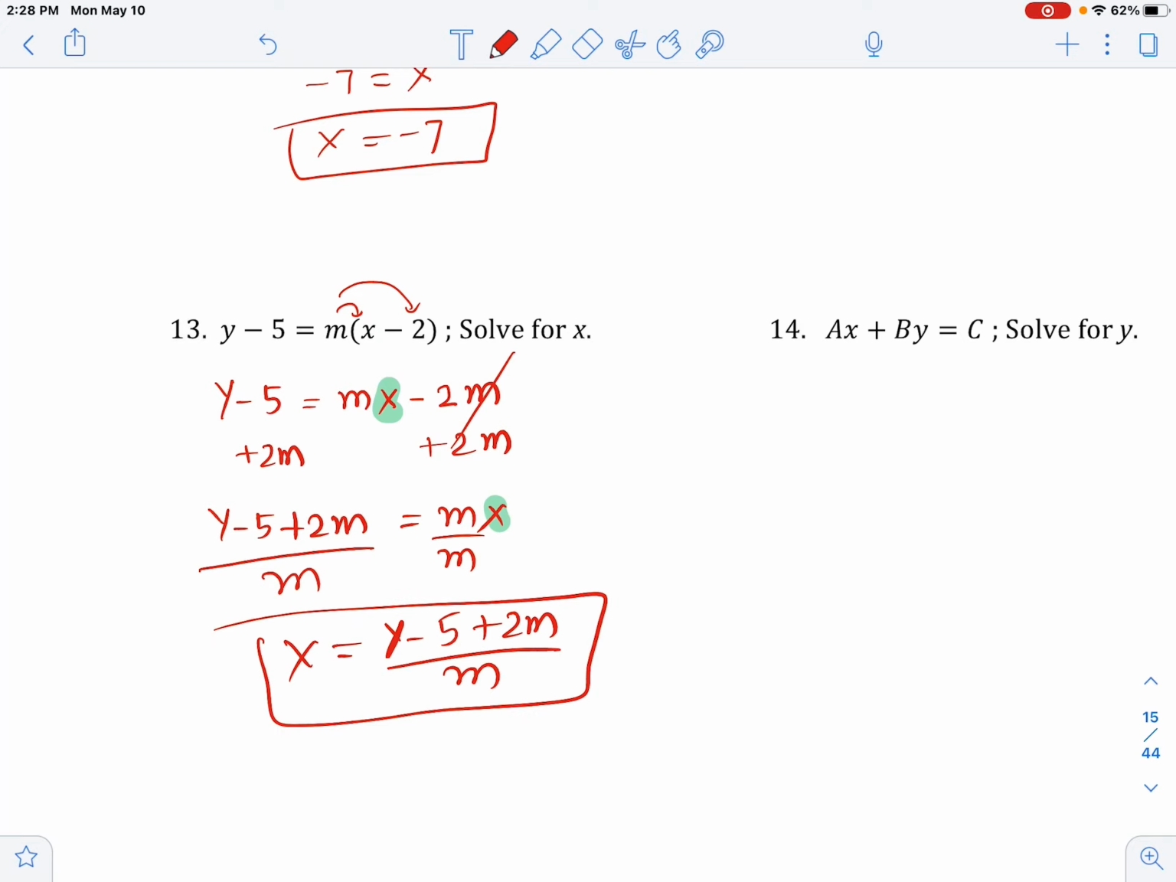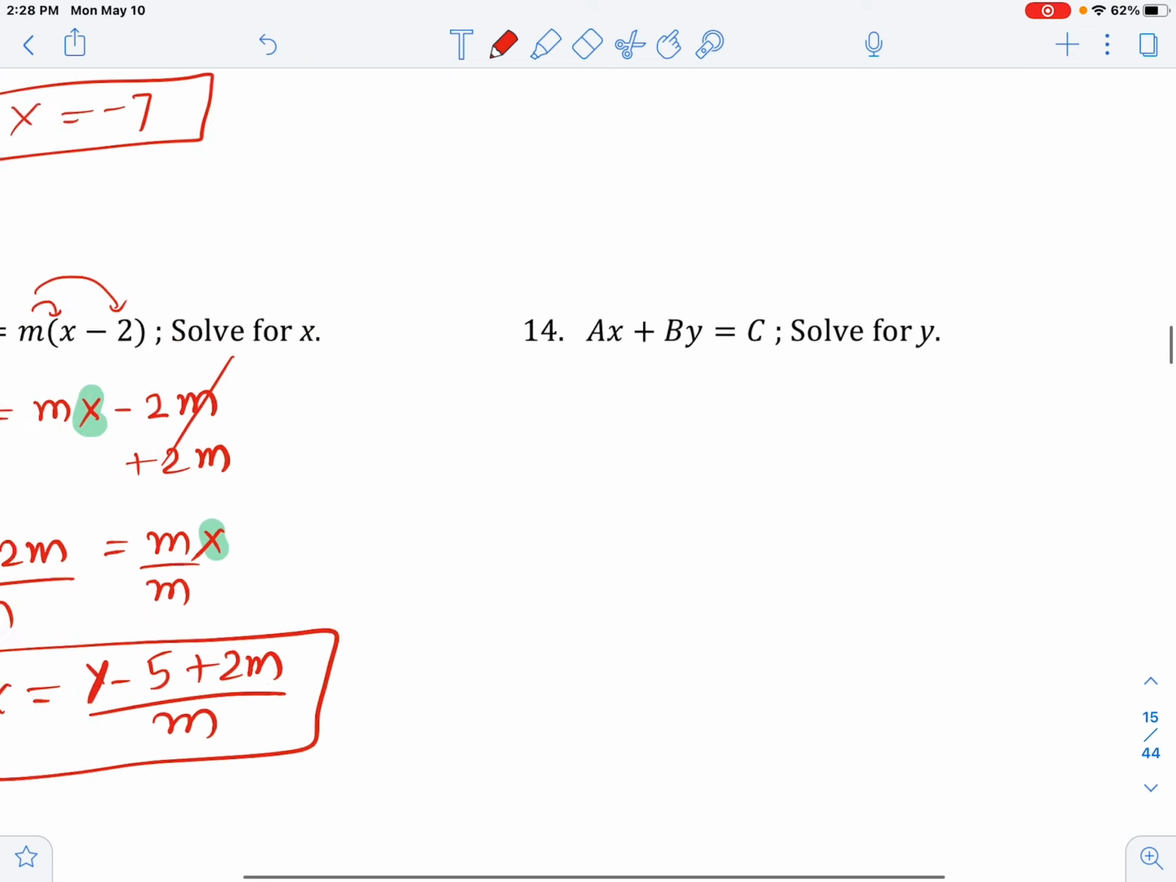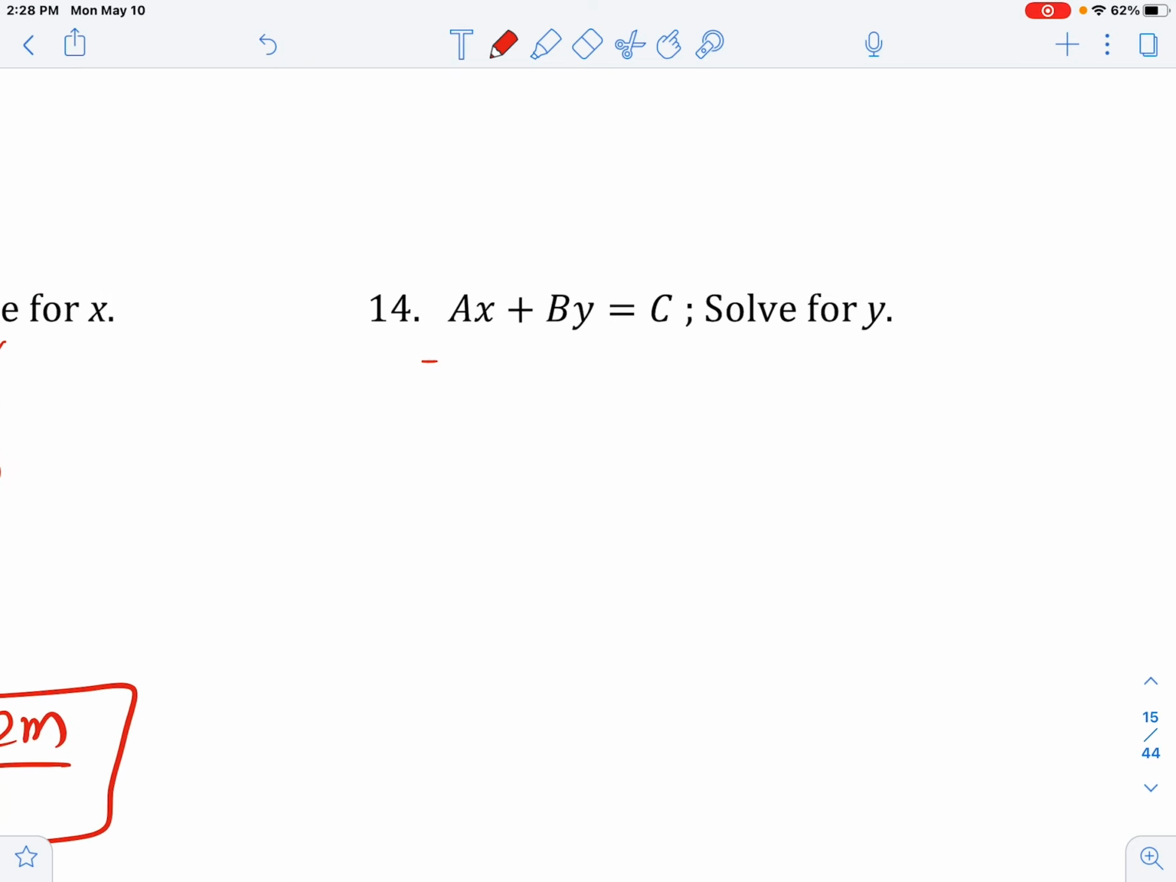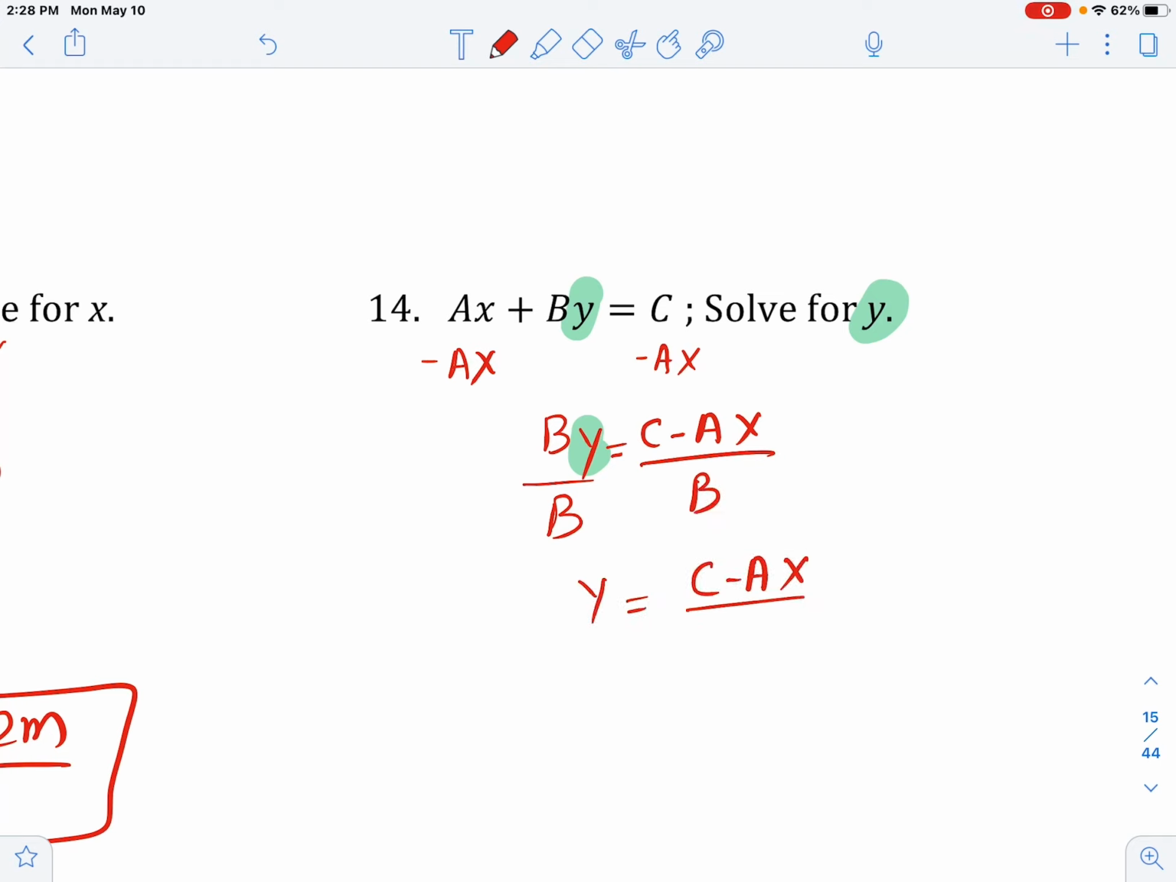That's my answer. If I have to do question number 14, if I have to solve it for y, I have to isolate this y. I would subtract the rest of the things or add, divide, or do anything to get rid of that. So what we have now is by is equal to c minus ax, and then I have to isolate y because it said solve for y. I would divide both sides by b, and I get y equal to c minus ax over b. That's the answer for the last question.